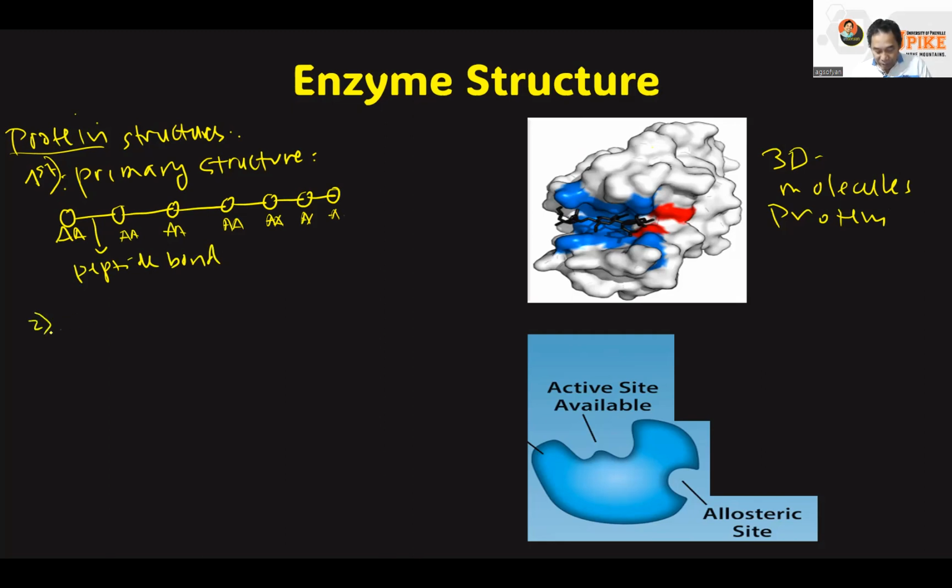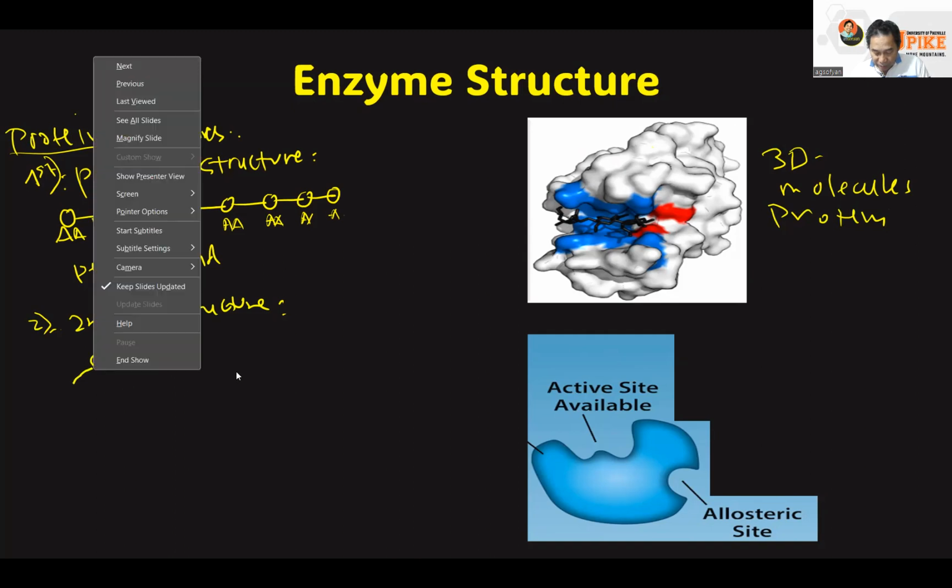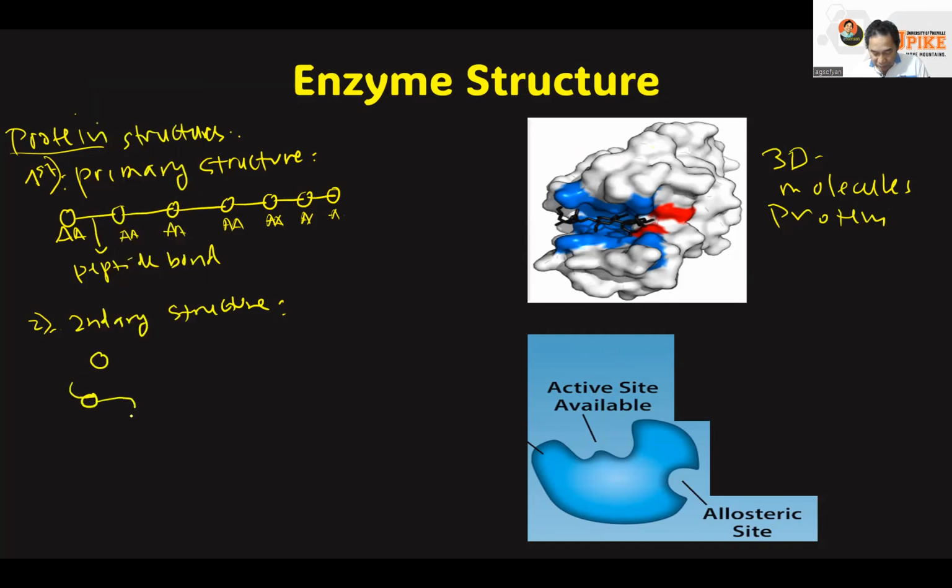The second one is called the secondary structure. Secondary structure looks like this. So we look at the primary connection. Let's say like this. Okay, that's the primary structure, right? But in addition to that, there is also connection with the hydrogen bond that makes this protein form this kind of helix structure. So this is the helix. This is the secondary structure.